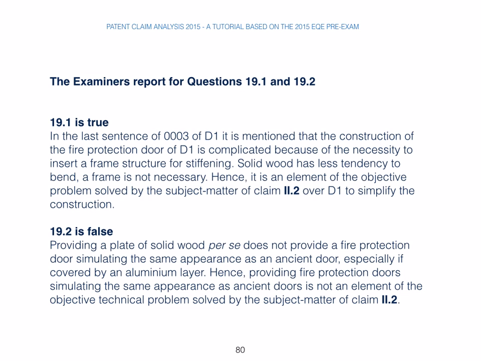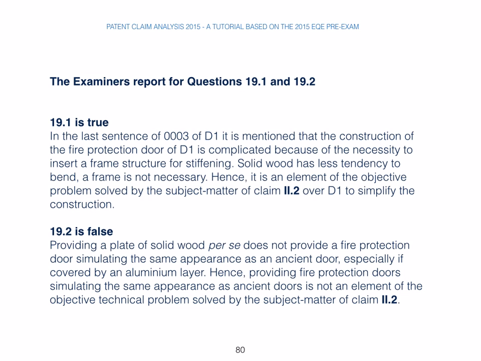19.2 is false. Providing a plate of solid wood per se does not provide a fire protection door simulating the same appearance as an ancient door, especially if covered by an aluminium layer. Hence, providing fire protection doors simulating the same appearance as ancient doors is not an element of the objective technical problem solved by the subject matter of Claim 2.2.